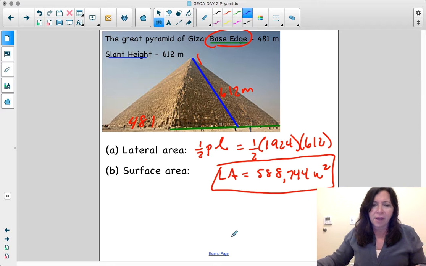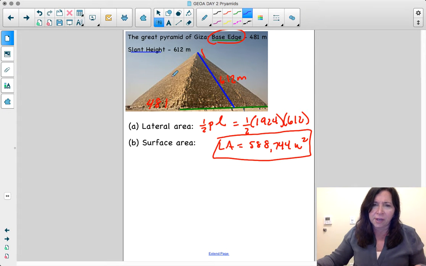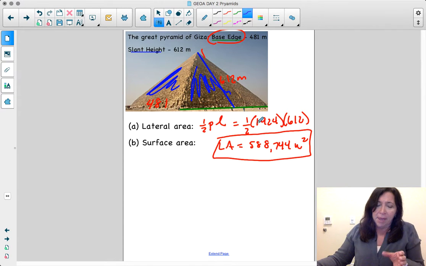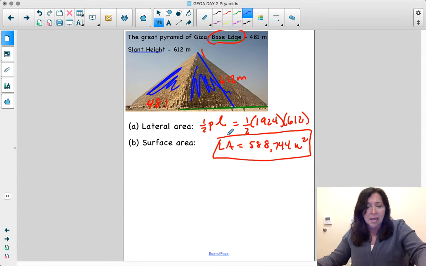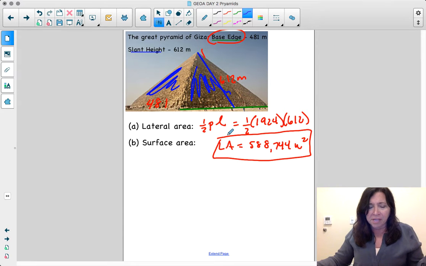Okay, so now we're going to find the surface area. Now the surface area is, again, all the surfaces, right? Including the base. Sometimes a word problem, an application problem, might be like, find the surface area of the shape that the painter is going to paint.